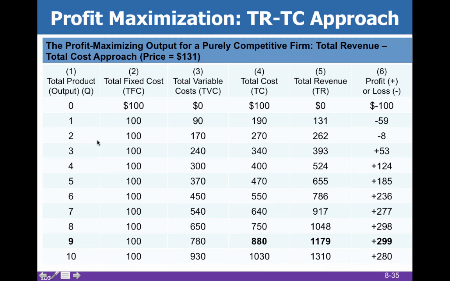Here we go. Wow, big full chart. So what this is now is basically the profit maximizing output for a purely competitive firm. We're going to use the total revenue minus total cost approach. Now you guys know this because I've already talked about it. So we had our graph where we had total revenue and total cost, and it looked something like that, right? And then we had our profit.